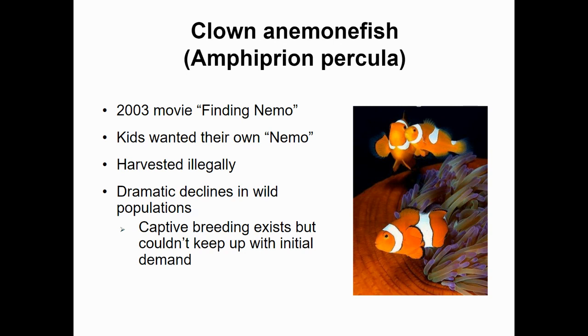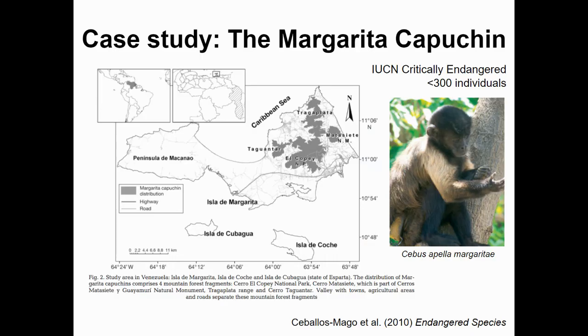Basically, there was a captive breeding program, but there weren't enough for the sudden huge rise in demand. And as a result, in order to make the money while the market was there, a lot were harvested illegally from the wild, and it has impacted the wild population of clownfish.